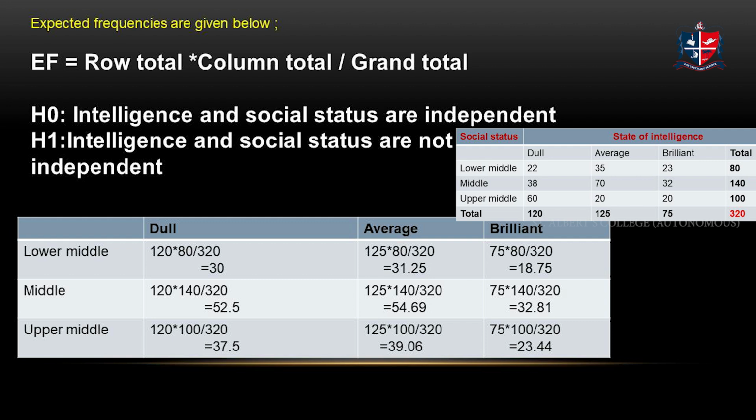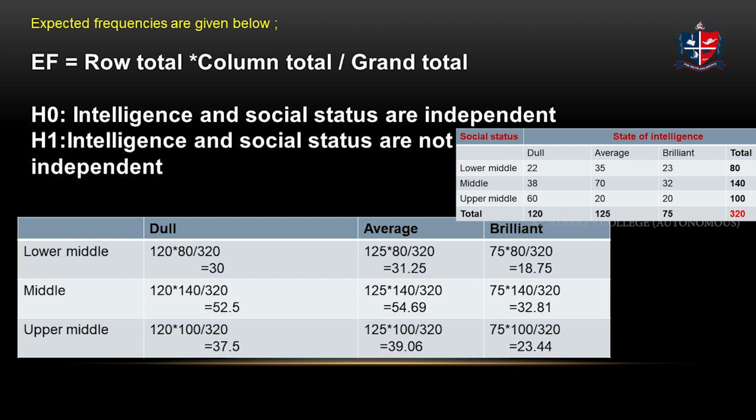And the second cell, that is 120 into 140 divided by 320. 120 is the column total, and 140 is the row total, divided by grand total 320. So we will get the expected frequency as 52.5.